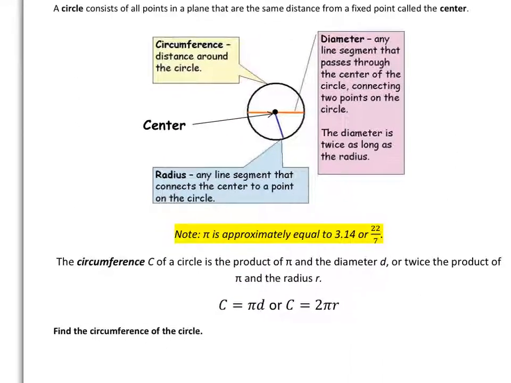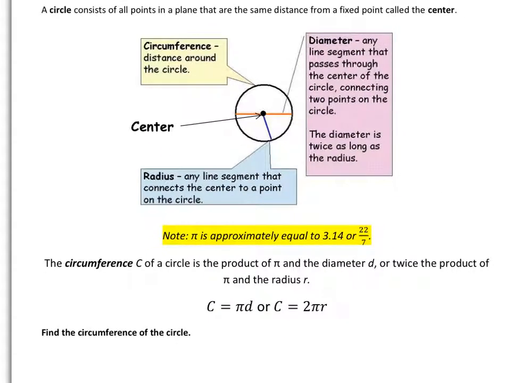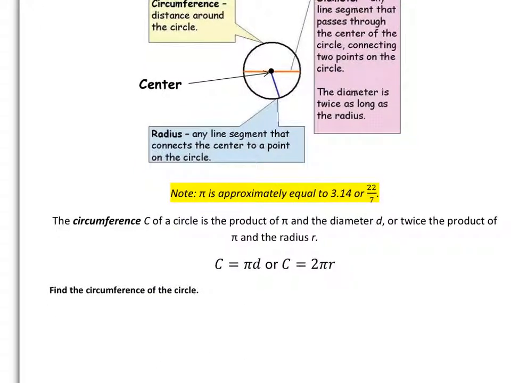Instead of using pi, I know a lot of you have the pi button on your calculator, but for consistency purposes, we're going to use 3.14. Although the pi button is going to be more accurate, we want to use 3.14 just because not every calculator has that pi button on there.